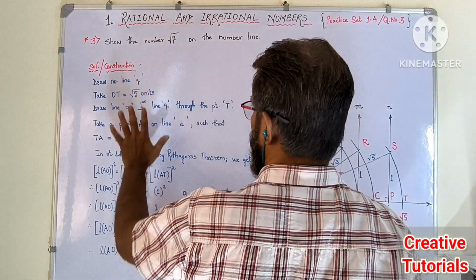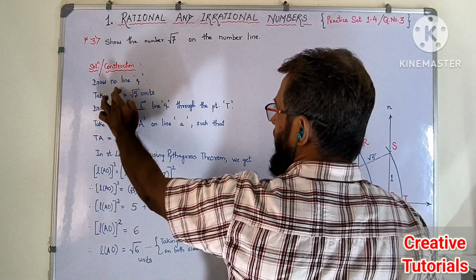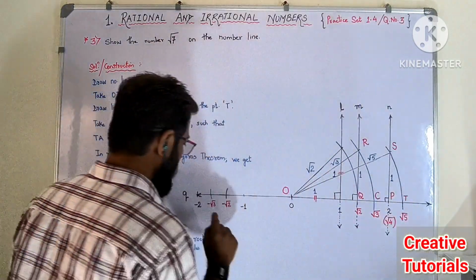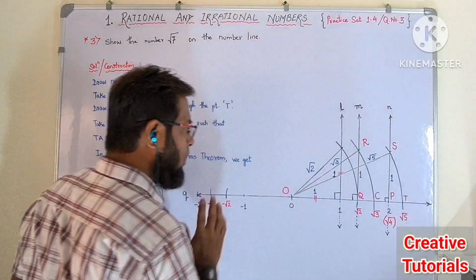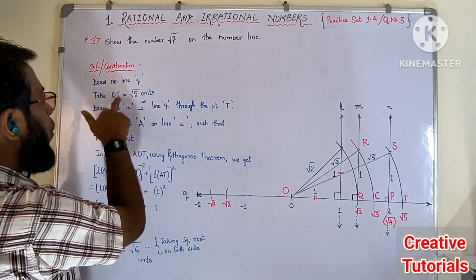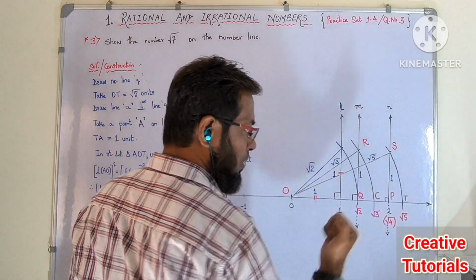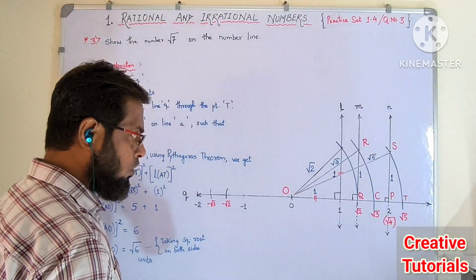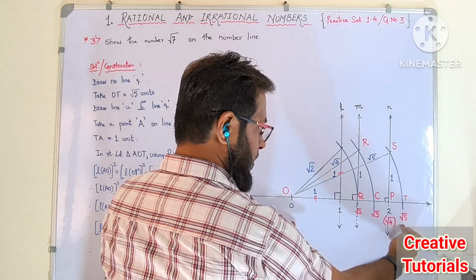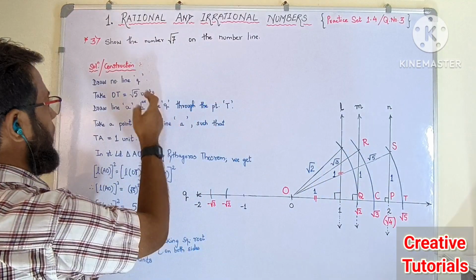Now you can see here I have written something for you. Draw number line Q. So this line Q is already drawn for you. Then take OT equal to root 5 units. Now this point I have given T, if you remember from our previous video. So this OT, this distance, is root 5 units.